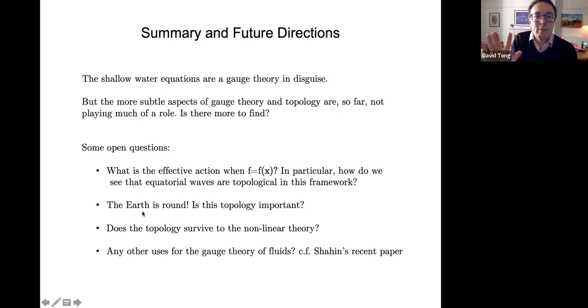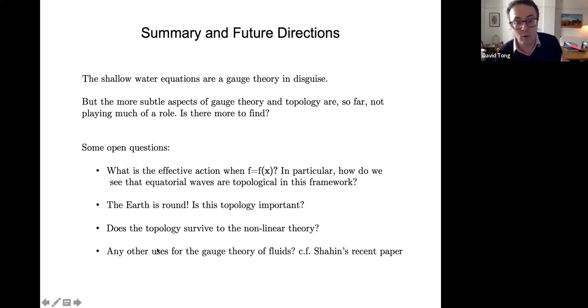Other important points. There's some very basic topology in geophysics that all geophysicists completely neglect, which is the fact the Earth is round. Is that important? I don't know. Geophysicists think it's not, but is it? I'm not sure. The big open question, which I think geophysicists also agree is interesting, is does the topology survive in the nonlinear theory? Those coastal Kelvin waves have to be there for topological reasons. They're the edge modes of Chern-Simons theory. But if I do the full nonlinear theory, do they still exist, or do they somehow get washed away? I don't know the answer to that.